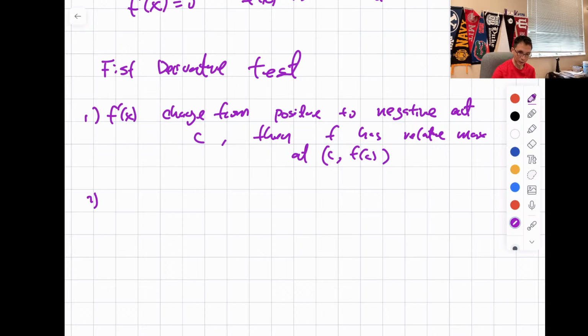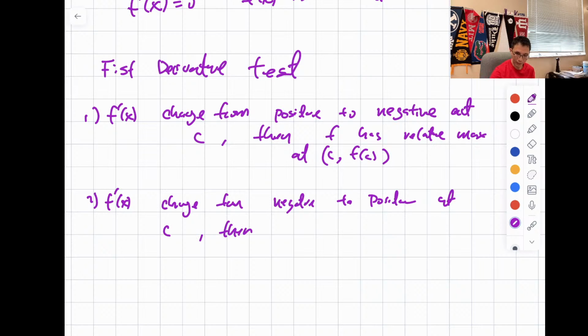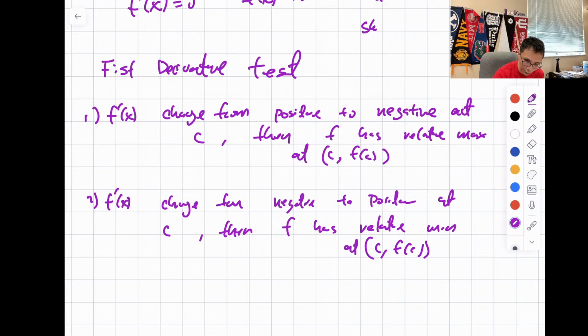Second, same thing, but the other way around. f prime of x changes from negative to positive at c. Then f has a relative min at c comma f of c. And you must do a number line test. The number line test is not the first derivative test, however, but show it with a number line test.